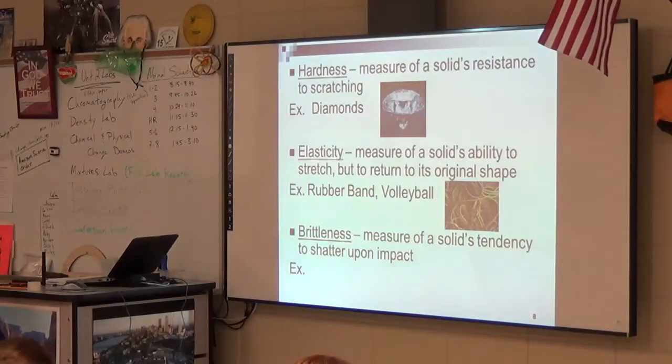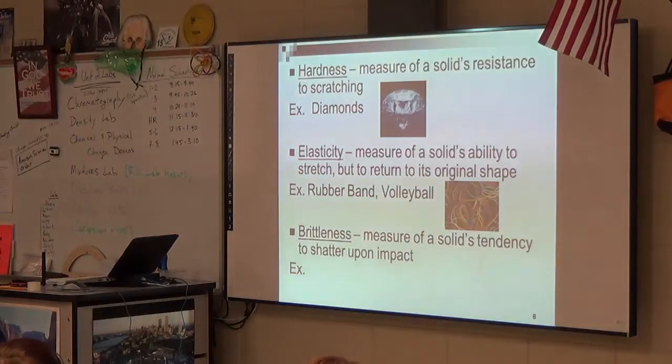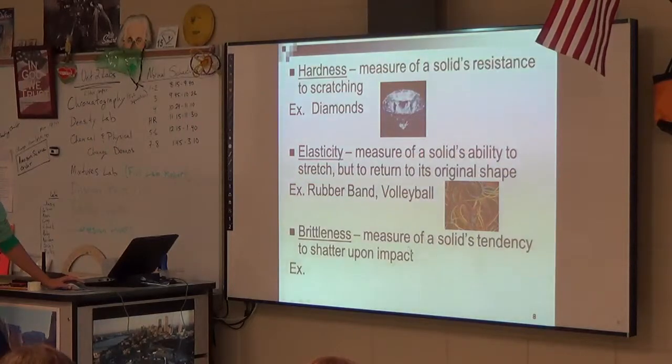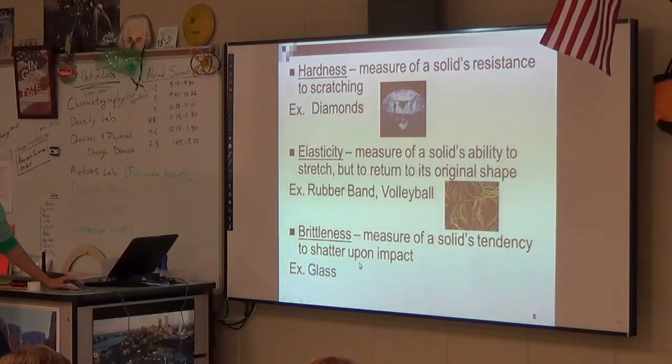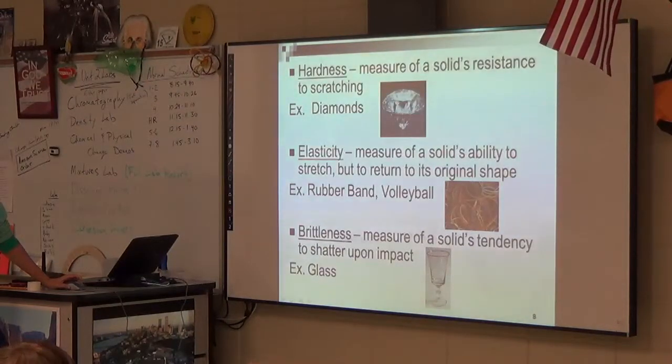I think the last is glass. Well, volleyball's not a good example. You can sort of stretch it, like you sit on it and it would return. Brittleness. Glass. Yeah, glass. Measure of a solid's tendency to shatter upon impact. All right, next slide.